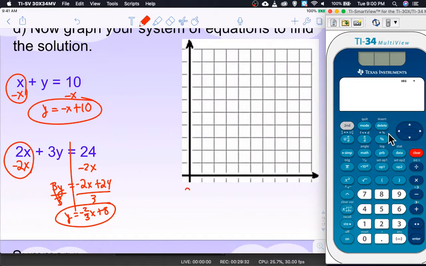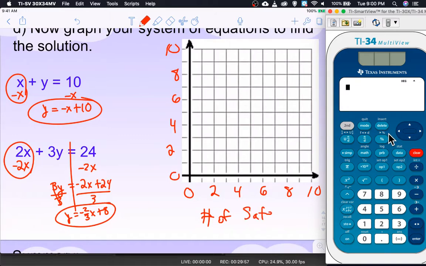So I'm just going to go ahead and scale. I think I'm just going to count by ones everywhere. So 0, 2, 4, 6, 8, 10, 0, 2, 4, 6, 8, 10. My x was the number of safeties. And my y was the number of field goals. Okay, so I'm ready to graph.